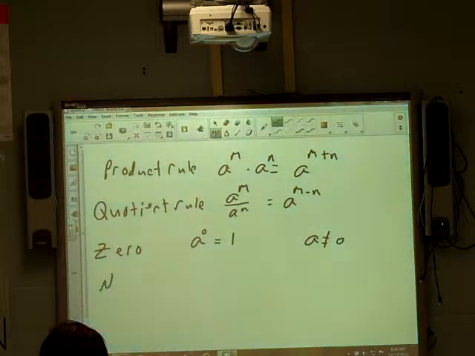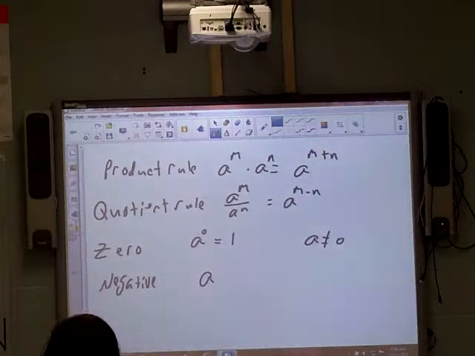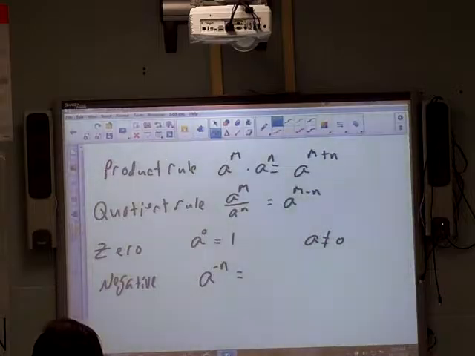All right, negative exponent. That's the one every year that everybody struggles the most with. The negative exponent rule says when something is a negative exponent, it goes on bottom and becomes positive.